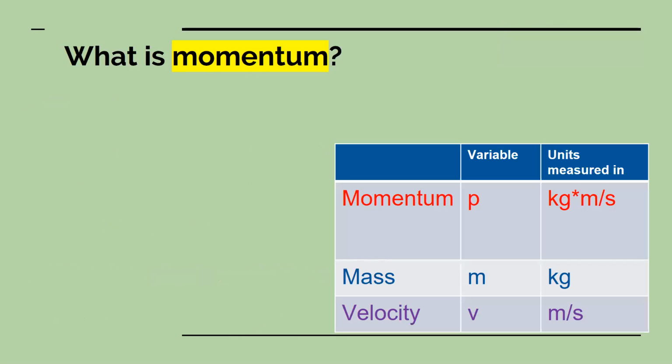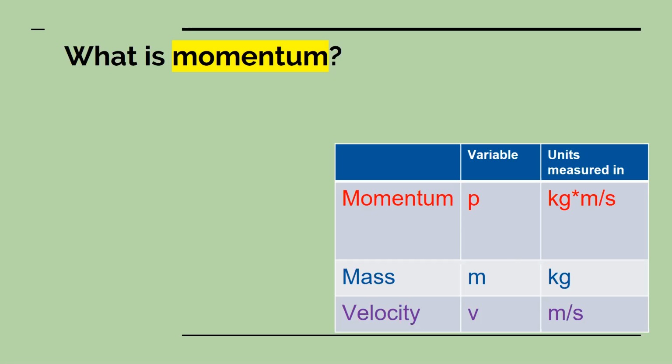What is momentum? So, all right, here we go. It's going to be a weird letter, I know. But remember we already have M for mass, and that's measured in kilograms. And then we have V for velocity, and that's measured in meters per second. Now, I know this sounds weird, but for momentum, the letter we're going to use is P.